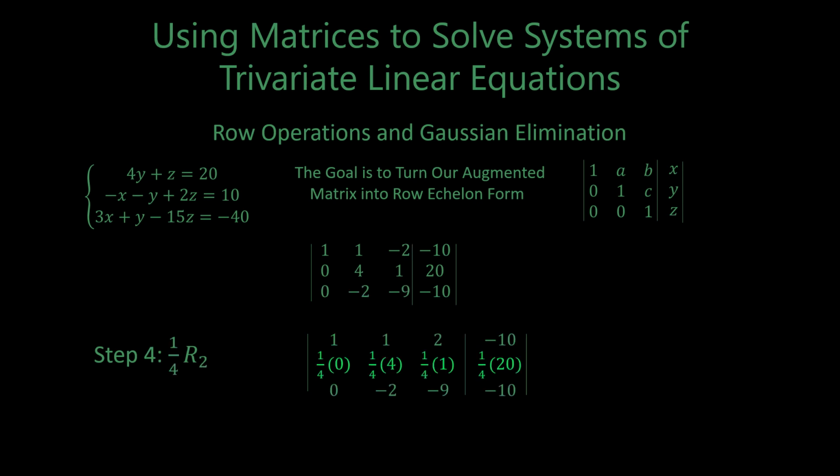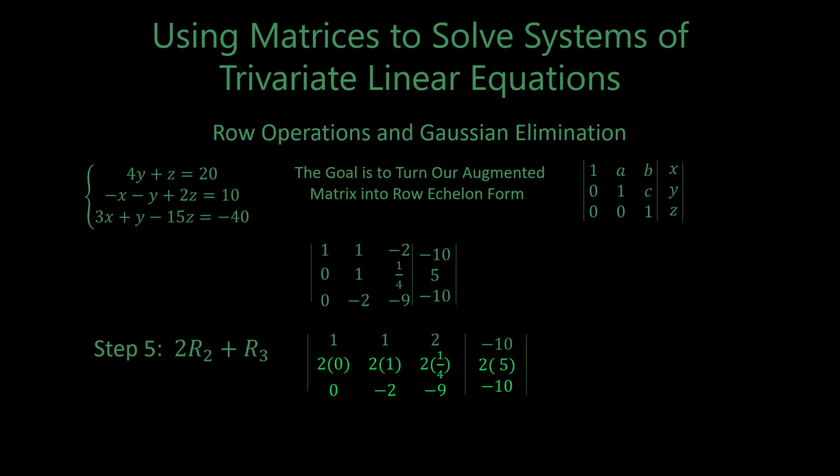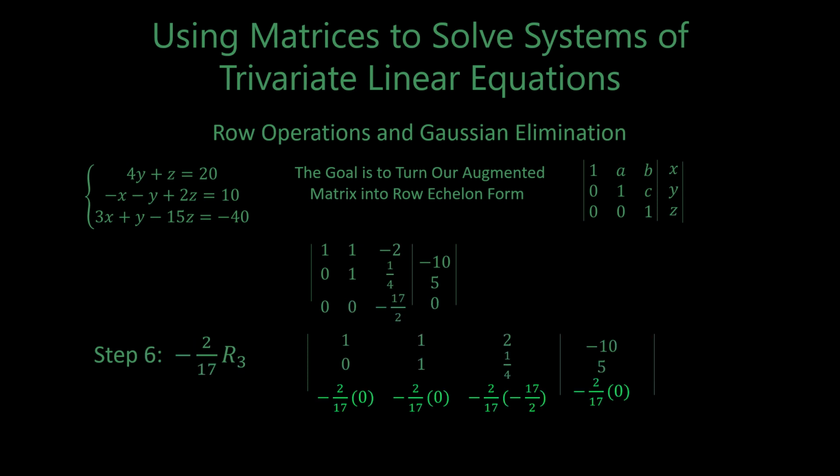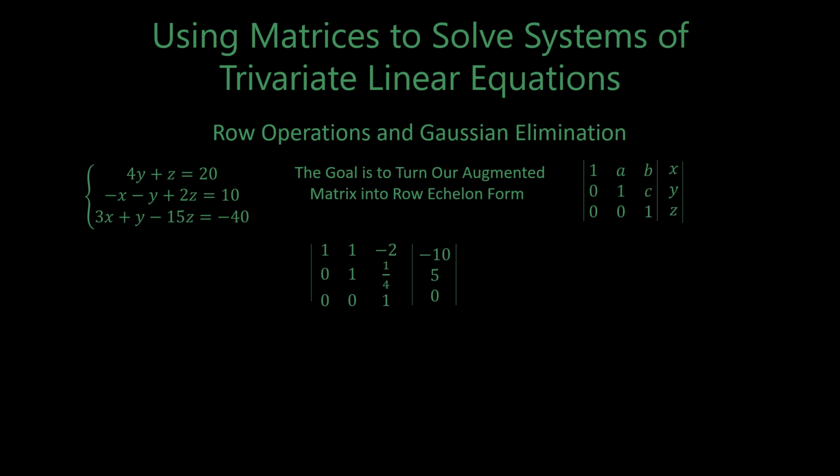Now we want to turn that 4 in row 2, column 2 into a 1, so we're going to multiply row 2 by 1/4. To get a 0 in row 3, column 2, we're going to multiply row 2 by 2 and add it to row 3. And last, we need to get row 3, column 3 to be a 1, so we're going to multiply row 3 by -2/17. And our augmented matrix is now in row echelon form.